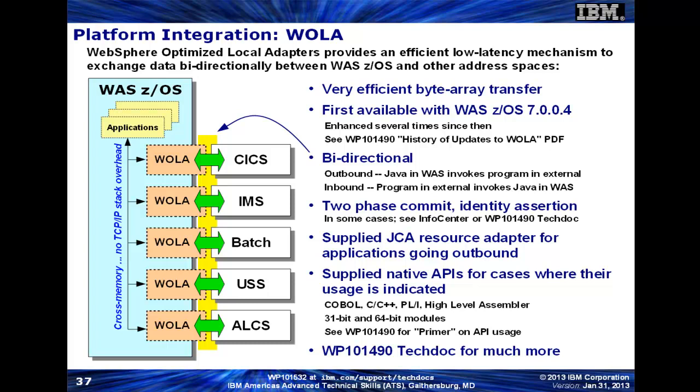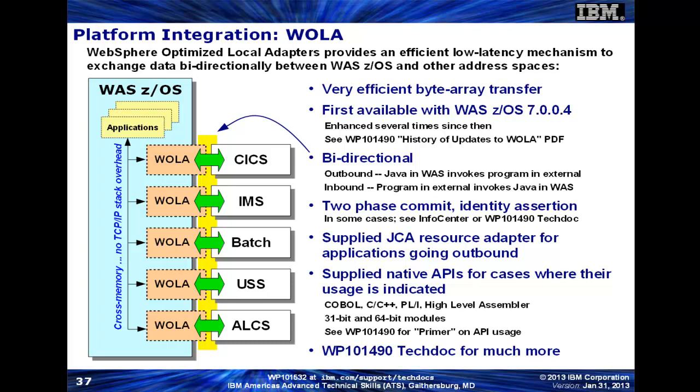WOLA supports two-phase commit processing from zOS into and from CICS and now IMS as well. Identity assertion is supported in certain use cases. In other words, the bullet points we showed on the earlier chart as benefits to cross-memory co-location apply to WOLA as well. The programming model for WOLA has several different flavors depending on the solution design.